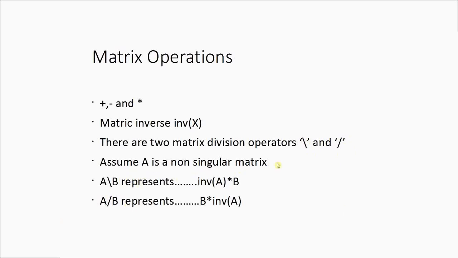Assume A is a non-singular matrix. Non-singular matrix means the determinant is not equal to 0. Only when this matrix is non-singular can you perform these operations. The first one is the A backslash representation. A backslash B is calculated in this order: first the inverse of the A matrix is calculated, then please also note the order of operation, it is multiplied with B.